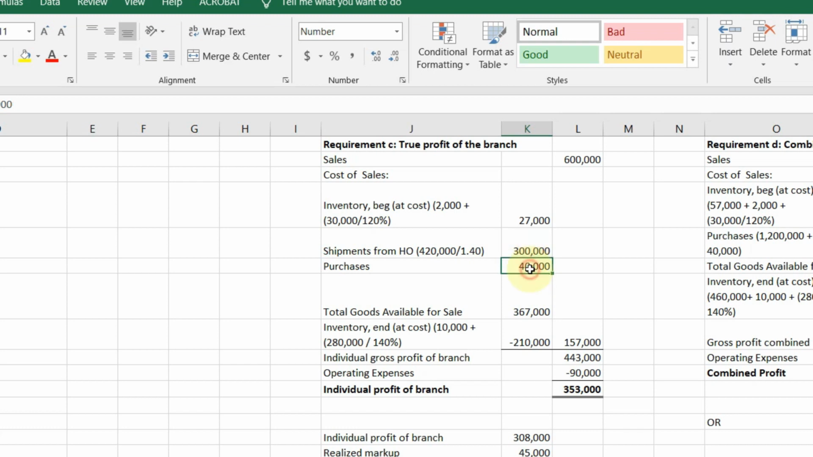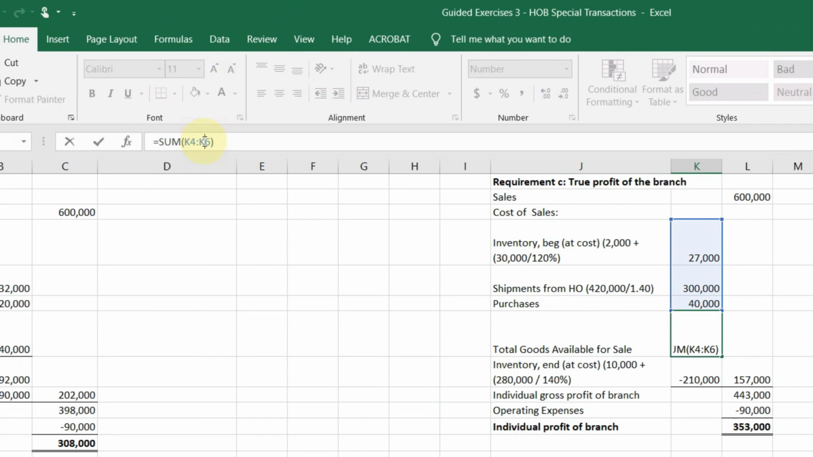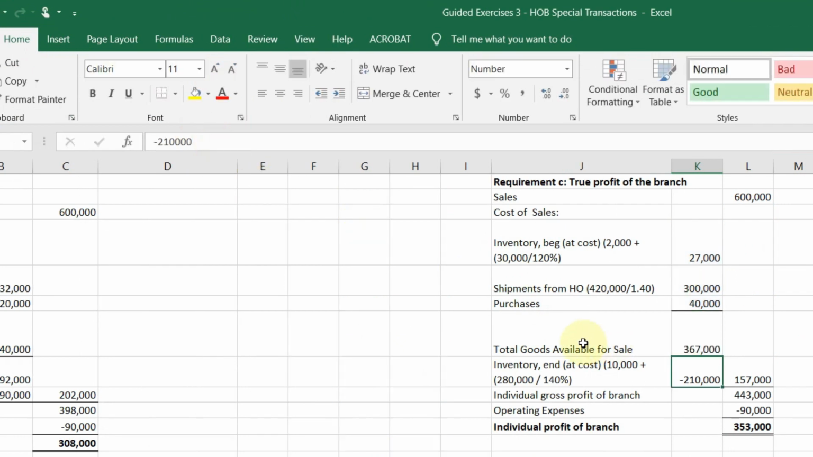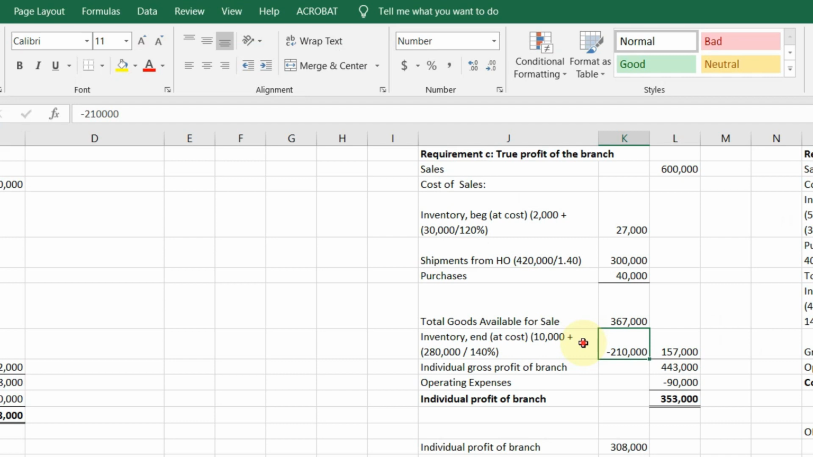Then you have purchases given, you just add the 3. Ending inventory, you add the from outside purchases na 10,000 plus a quantity of 280,000 divided by 140%, which is from home office. You'll get 210.